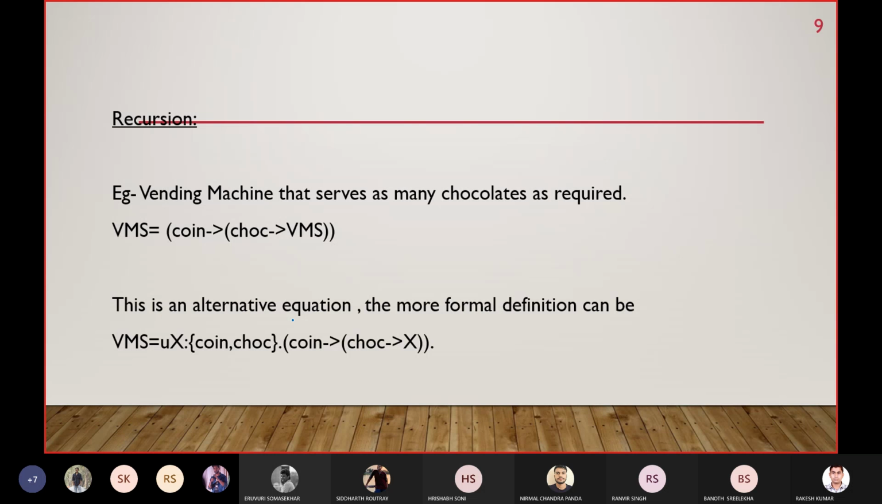Okay, now this is an alternative equation. The formal definition can be like this. This μ is the symbol for recursion. So it's coin, chocolate, and then coin X, chocolate X. It will stop when there is no coin. When there is no coin, it will not take any input and it will stop. That's the time when the recursion will stop.